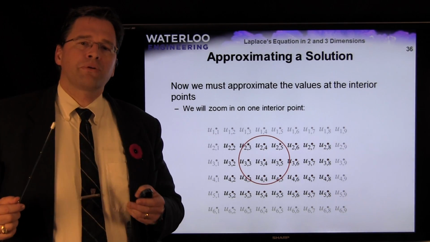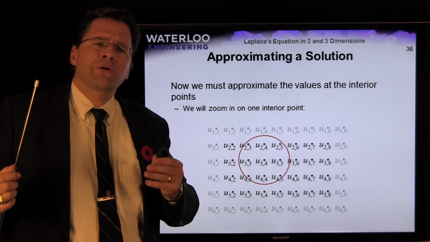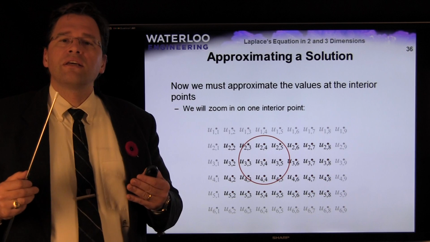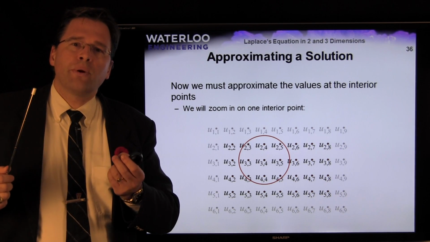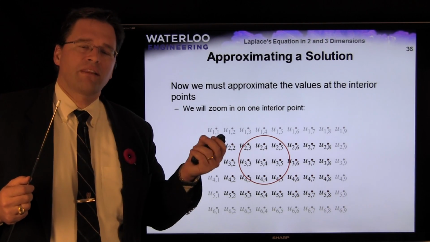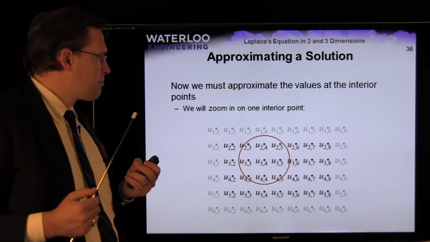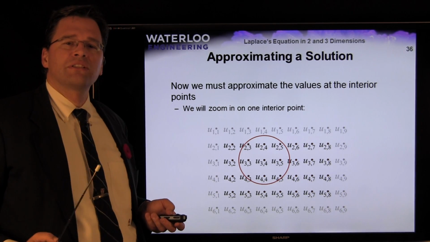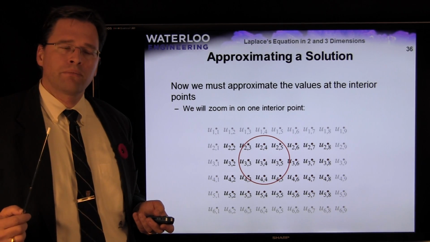Now, how are we going to approximate? What we're going to do is, at each interior point, just like we did with boundary value problems, create one equation in the other variables, including the point. That's going to give us, in this case, 28 equations and 28 unknowns.